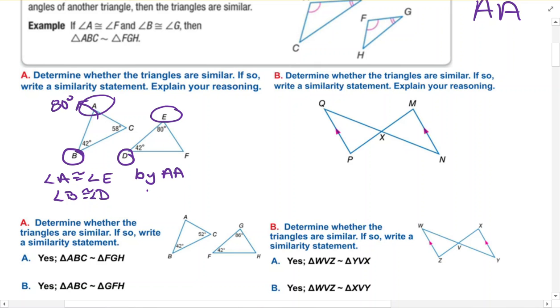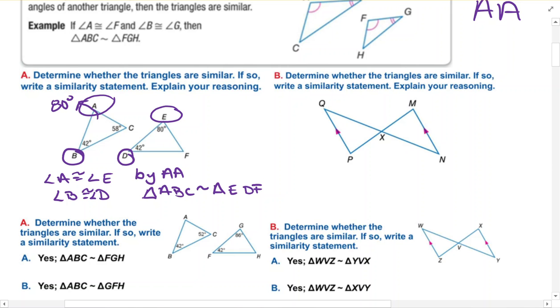Again, I have to be really careful what order I put them in. So ABC is similar to triangle, A lines up with E, D, F.